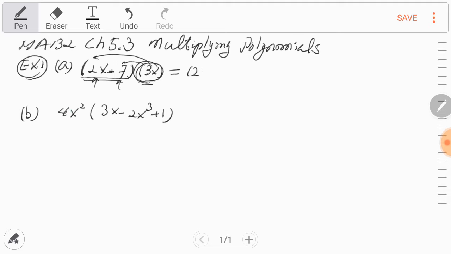So multiply 2x by 3x, minus, multiply 7 by 3x. Then this is equal to, for the first term, 2 times 3 is 6, x times x is x squared, minus 3 times 7, 21x.